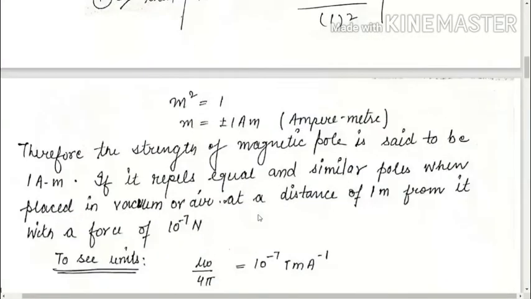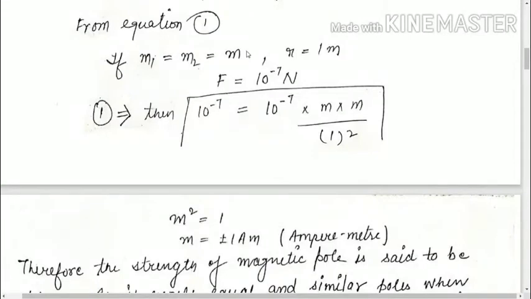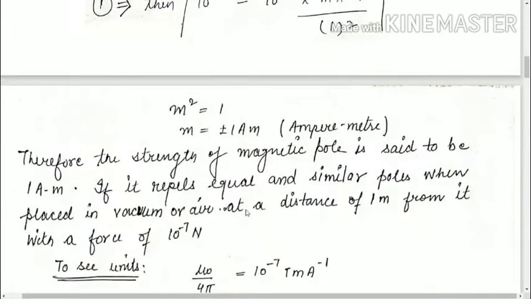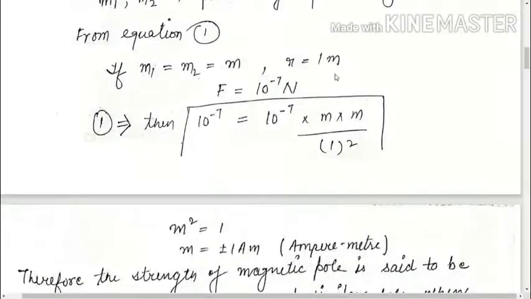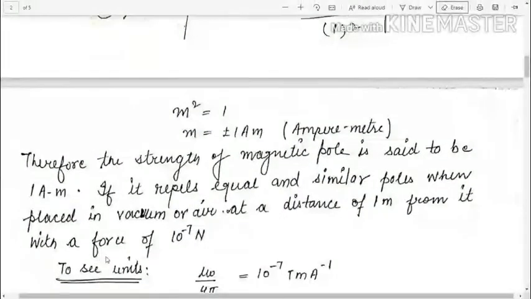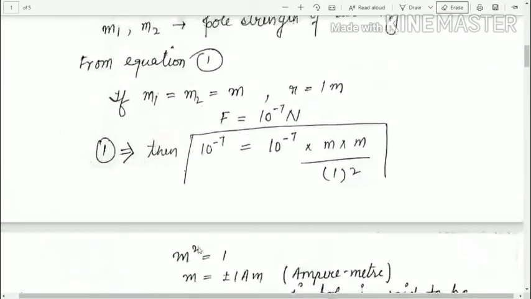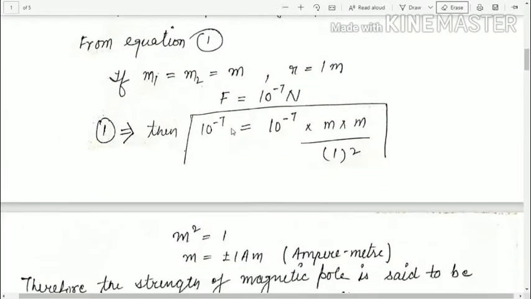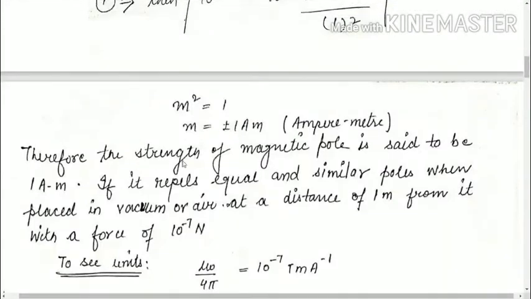Now, therefore, the strength of a magnetic pole is said to be 1 ampere meter if it repels an equal and similar pole when placed in vacuum or air at a distance of 1 meter from it, with a force of 10 raised to power minus 7 Newton. See, here the poles are equal and similar, and we are taking 10 raised to power minus 7 Newton. So basically this is nothing but the definition of the strength of a magnetic pole.